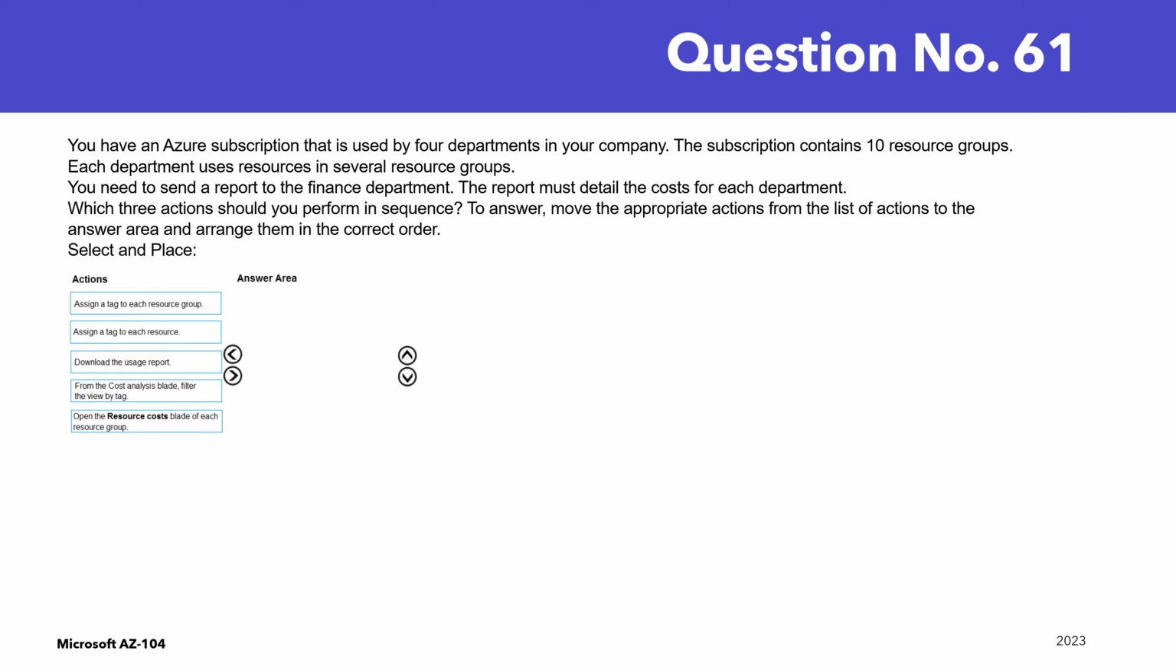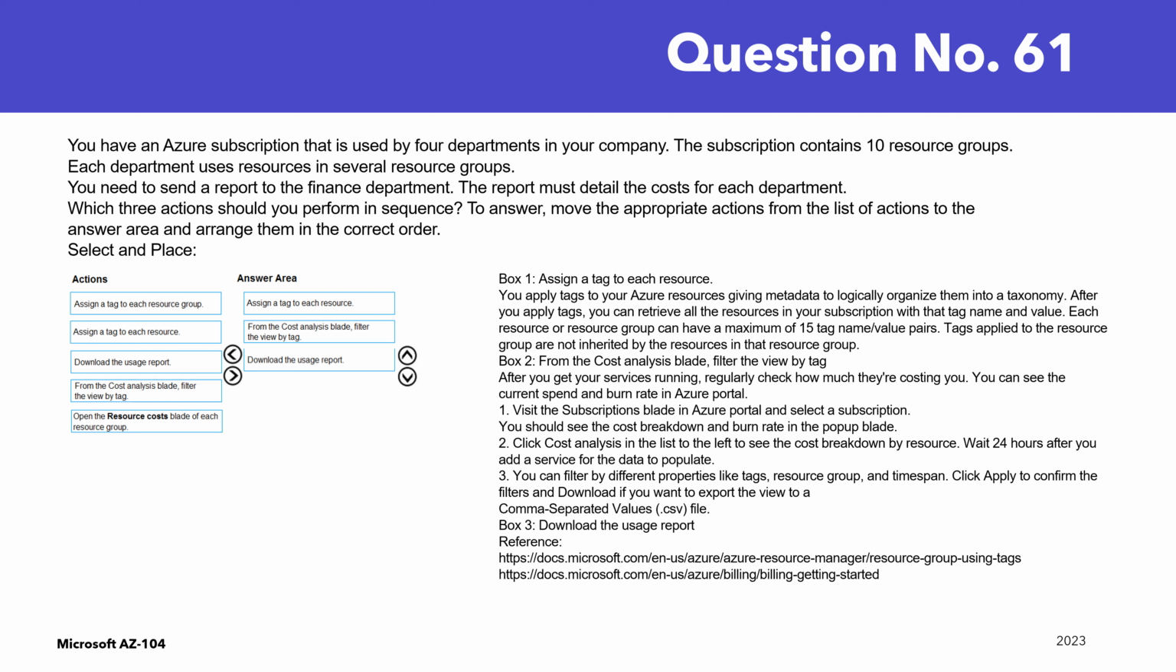To answer, move the appropriate actions from the list of actions to the answer area and arrange them in the correct order. Select and place actions. Assign a tag to each resource. From the cost analysis blade, filter the view by tag. Download the usage report.